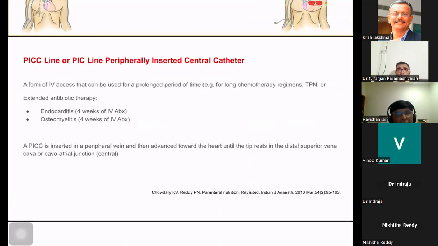PICC lines are generally inserted from the periphery, and the line reaches until the tip rests in the distal superior vena cava. These are used for long chemotherapy regimens and for extended antibiotic therapy, in conditions like endocarditis and osteomyelitis.